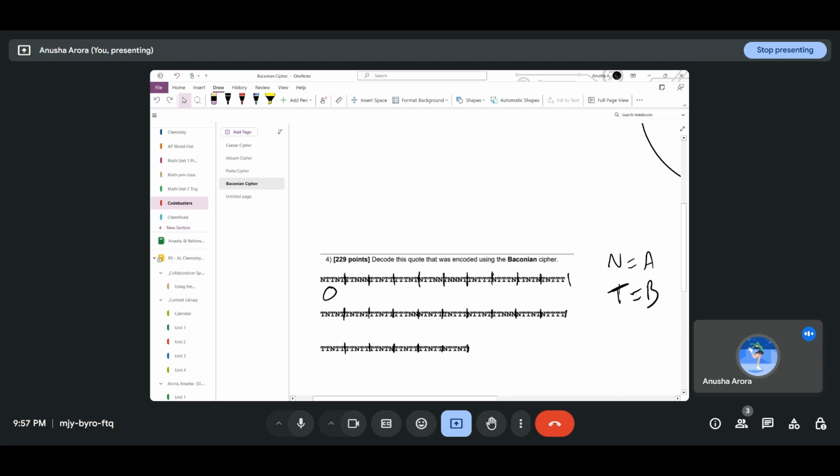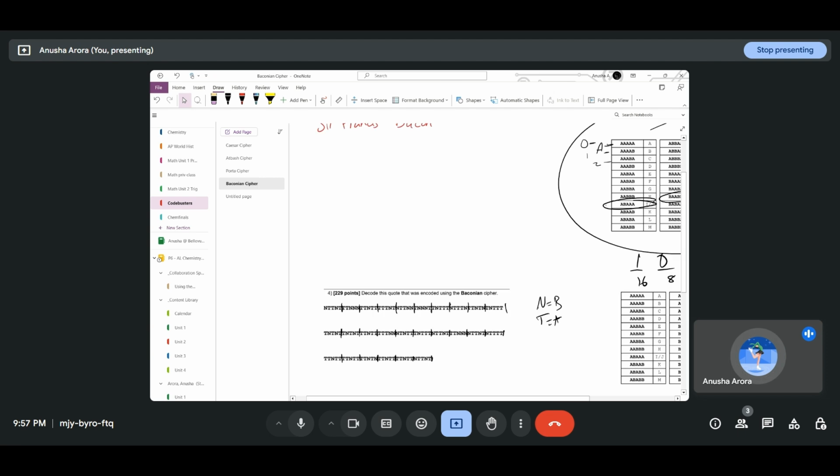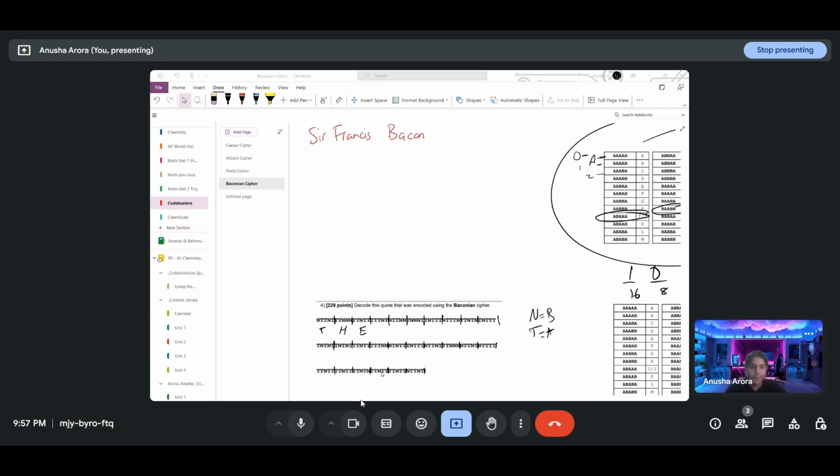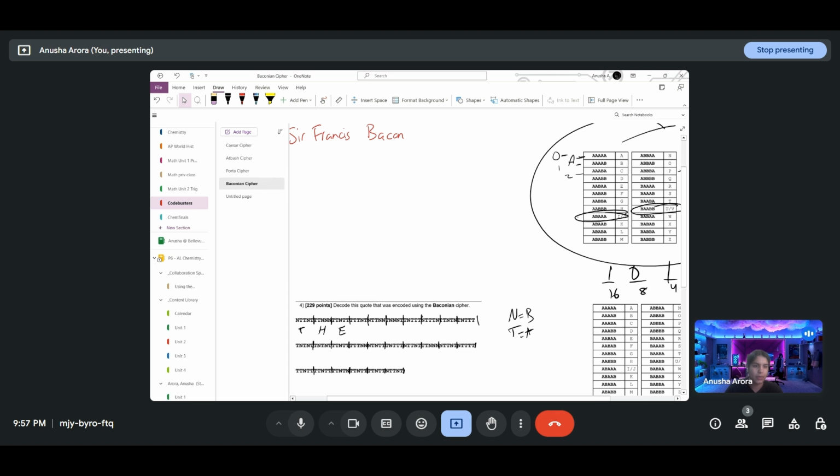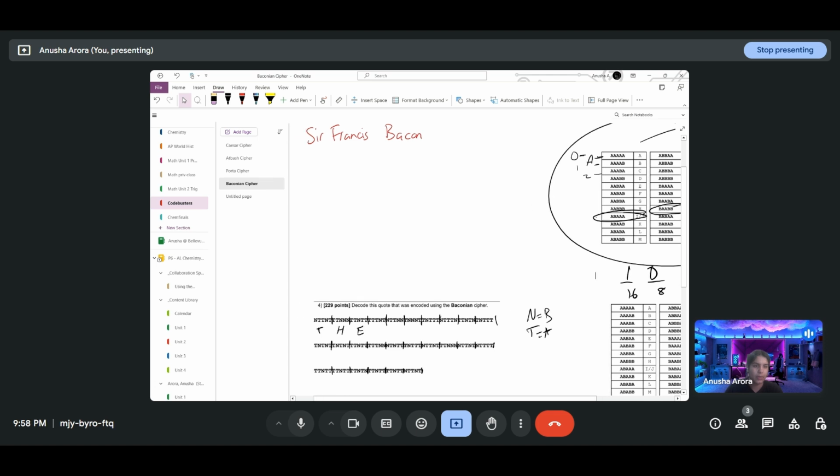So B, A, A, B, A is T. A, A, B, B, B is H. So that's probably going to be the. And then we have A, A, A, B, A, so A, A, A, B, A is going to be C. If we keep solving like this, I think it's pretty obvious.